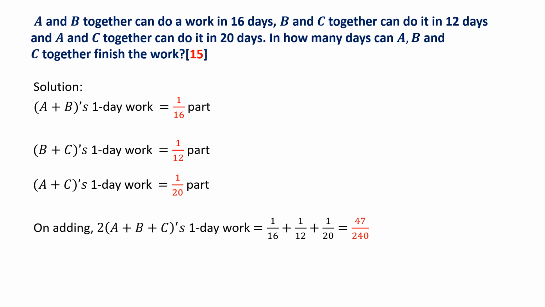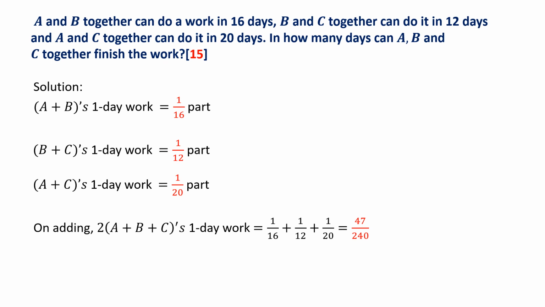So on adding these three, you can see that there is an A, and on the last line there is another A. That means we have two A's, and in A plus B and B plus C, we have two B's and two C's. That is why I have taken out the 2. 2 times A plus B plus C's one-day work equals the addition of the right side.